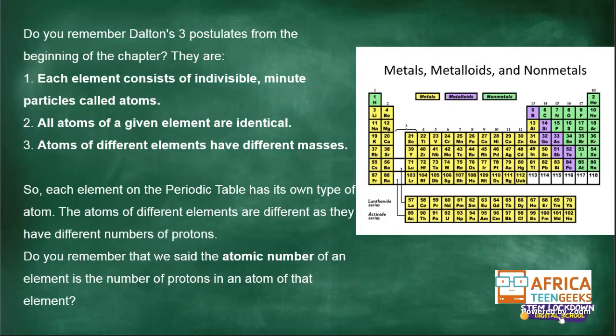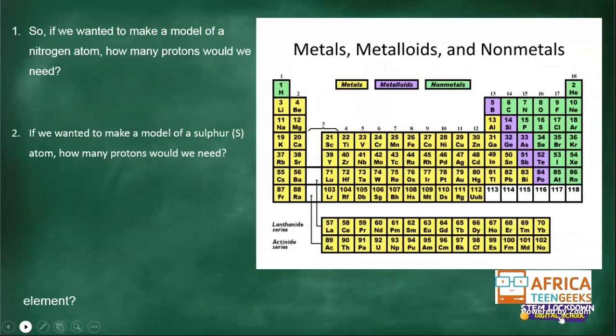Okay, I'm going to ask you questions in the next slide, and you can also type it in the chat or put your hand up. If we wanted to make a model of the nitrogen atom, how many protons would you need? Let's look for nitrogen. Nitrogen has the symbol N. How many protons would you need? 7. Sean Locke and Lucidi said 7. Well done, that's absolutely correct.